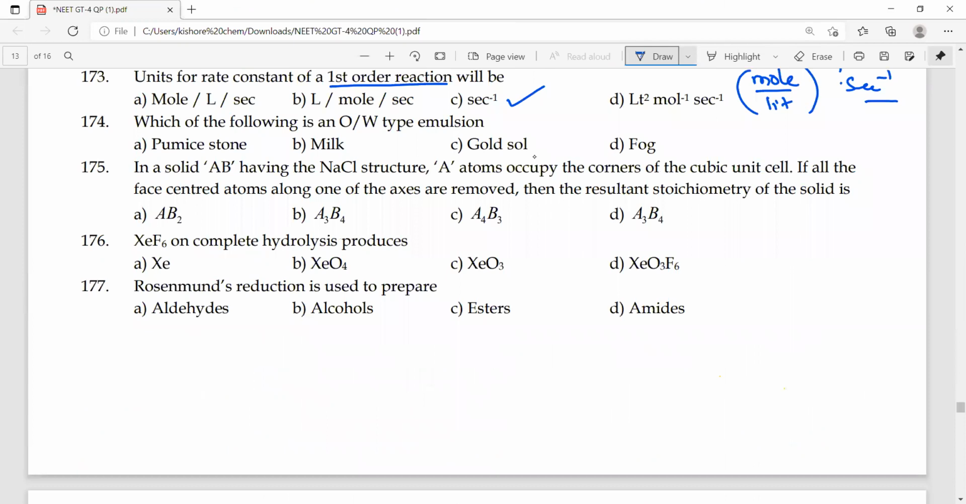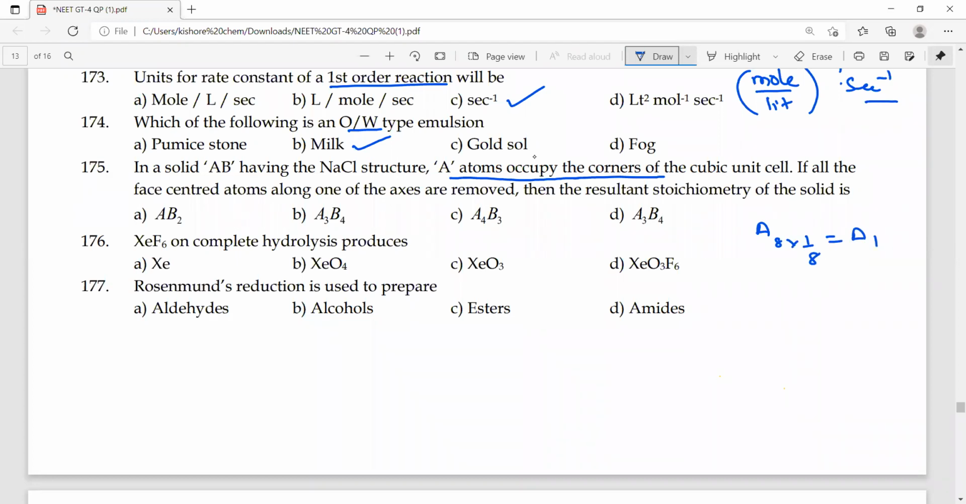See this question number 174. Oil in water type direct milk. In an AB solid, NaCl structure, A atoms occupy the corners. A at corners: 8 into 1 by 8.